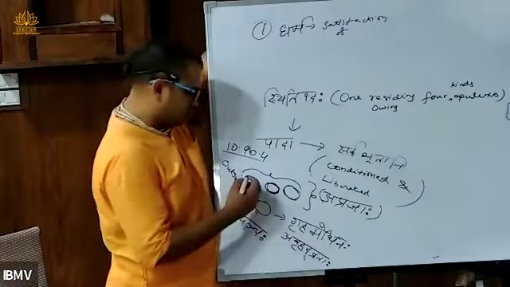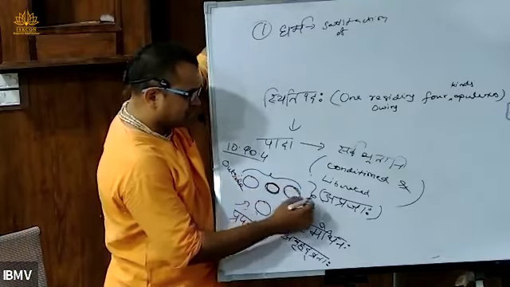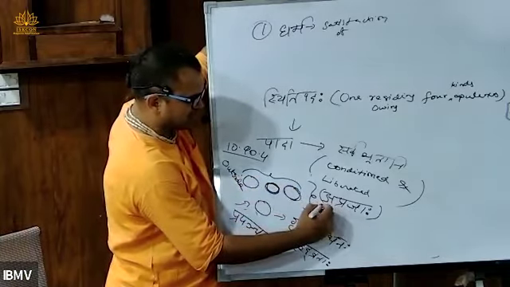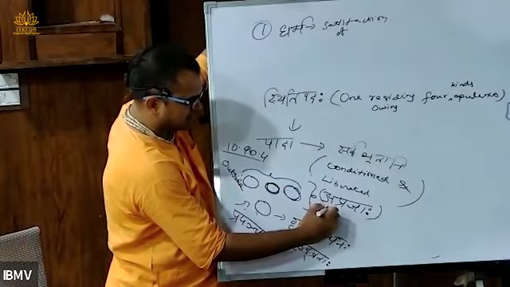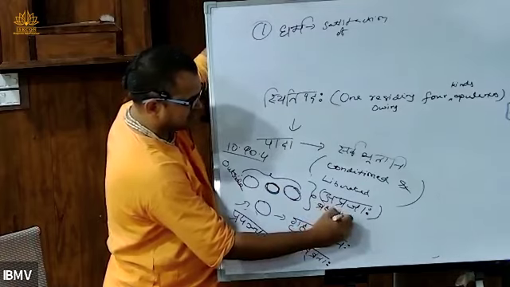So, what are these three? These belong to the aprajas. Who are those aprajas? Brahmachari, Vanaprastha and Sannyasi.